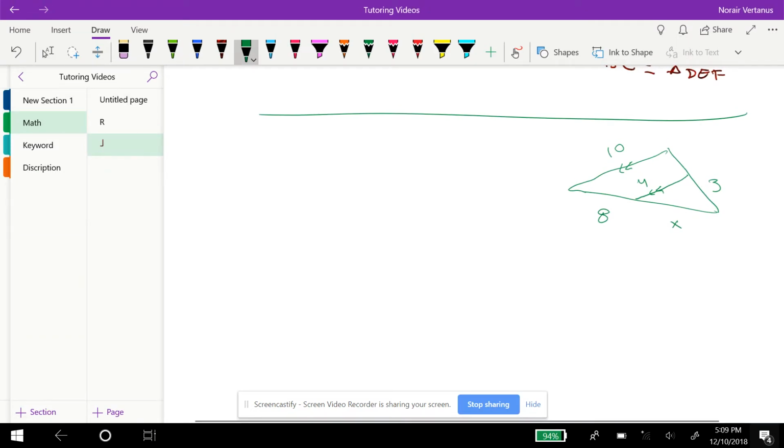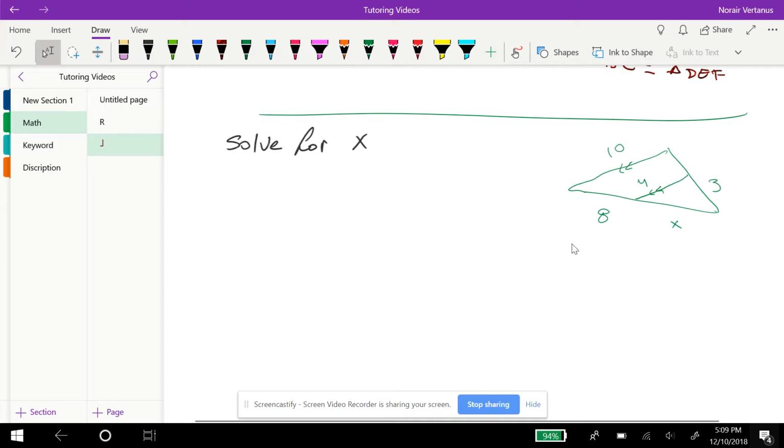All right, so we have this triangle. Actually, there are two triangles, two similar triangles. I'll show you why they are similar. The question is, use the figure at right to solve for x. So we want to solve for x. We can solve for x if we know these two triangles are similar.